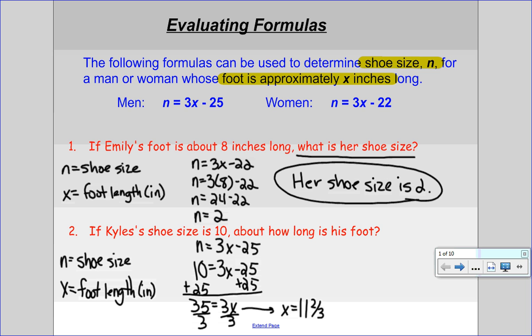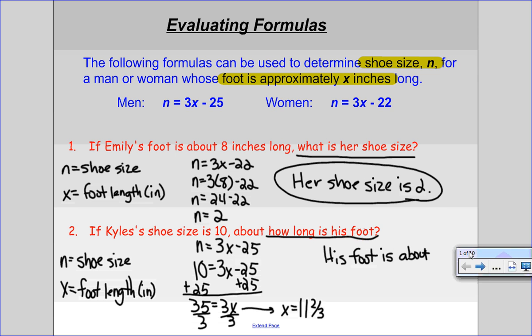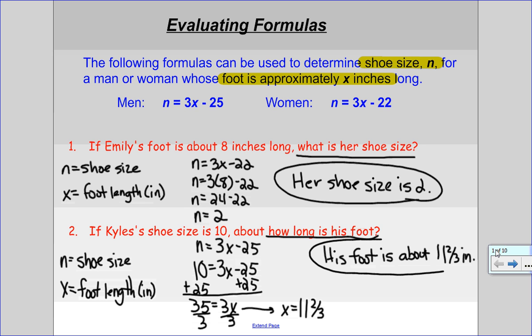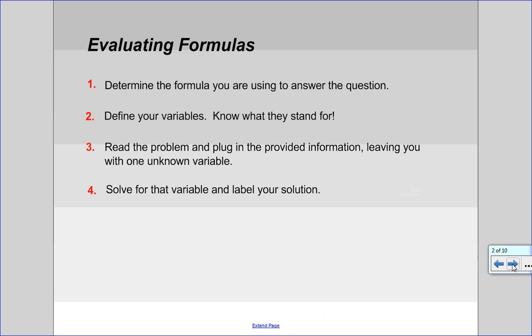Now we can answer the question. How long is Kyle's foot? His foot is about 11 2/3 inches. Let's try and do this one more time.